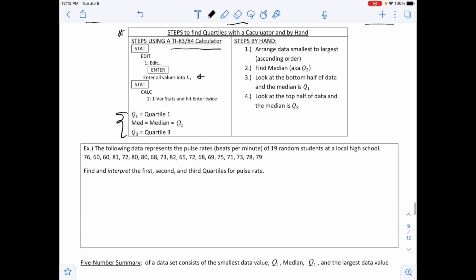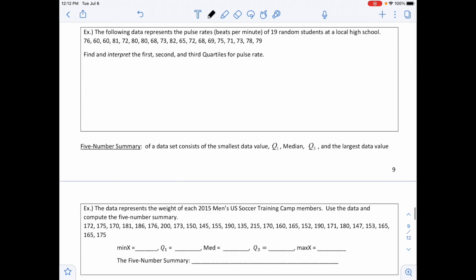There's an example right below this that says the following data represents pulse rates in beats per minute of 19 random students at a local high school. Those are listed there. It says find and interpret the first, second, and third quartile for the pulse rates. So we need to find Q1. Our second is also called the median. And then Q3. Remember, we used a capital M before for median.